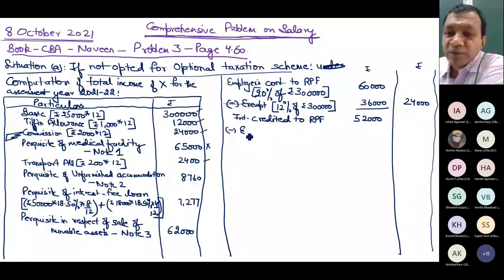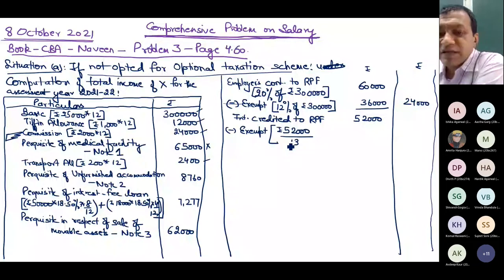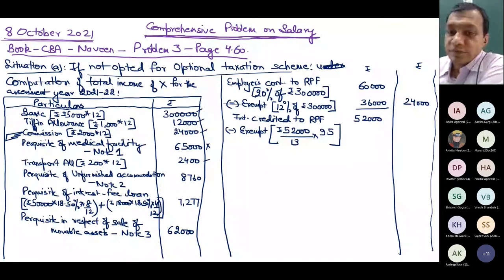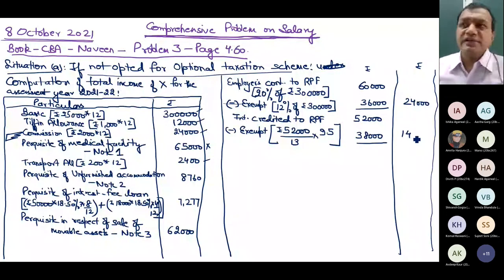So how do you compute 9.5%? 52,000 is the value of 13%. So you divide it by 13, you get 1%. You multiply it by 9.5, you get the interest which would have been had it been 9.5%. That is 38,000, and the taxable part is 14,000. In case of provident fund, what happens is once in a year you get the entire interest of 1 year.